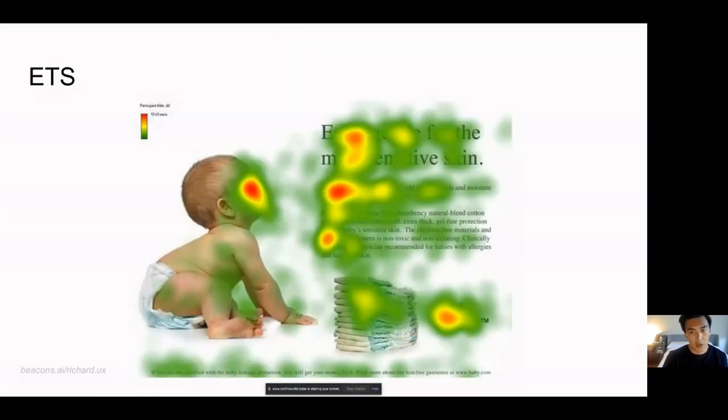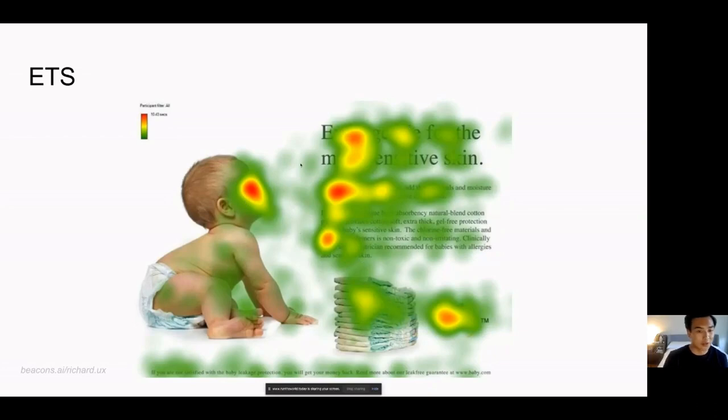So how do we actually track and measure how good our experience is at holding attention and directing attention in the right places? Something called an ETS, or eye tracking study. Generally, ETSs create something like this, which is a heat map. And you can see by the color where people are focusing.